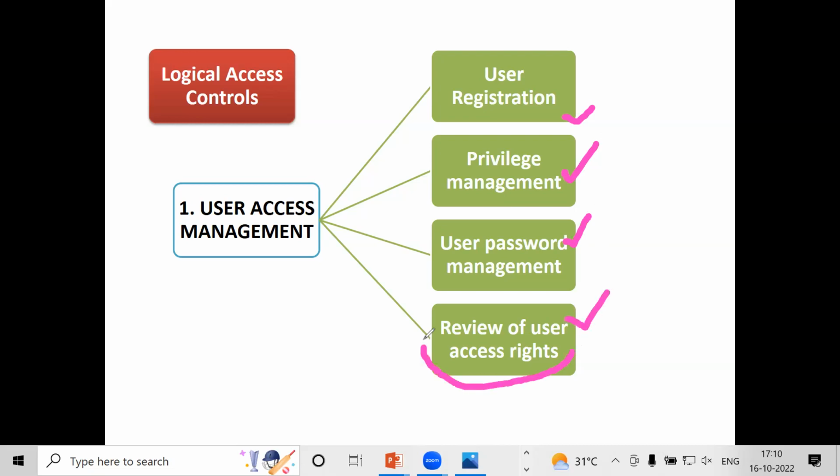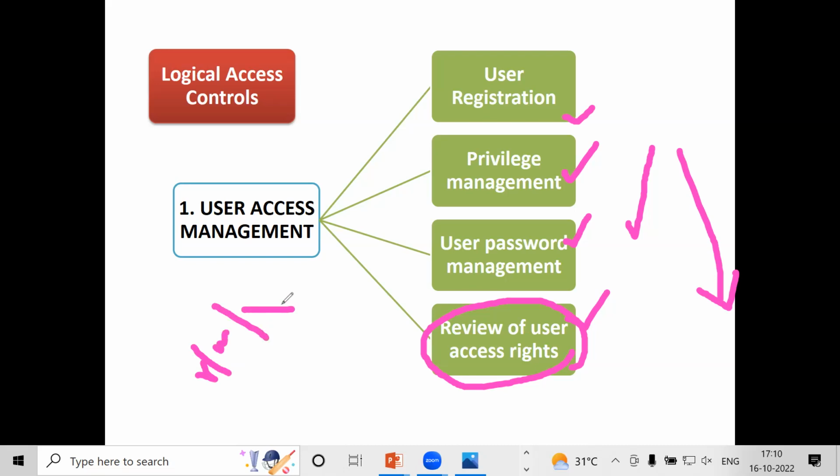This is important. What is review of user access rights? Now you are given a username and password. After your password is issued, he is elevated as a manager, or sometimes from manager level he is downgraded to a subordinate. At that time, you have to change the access privileges. Previously, let us say they are given the rights to read, write, and execute. What is read, write, and execute? Read means you can read the data. Write means you can modify the data. Execute means you can install a program or software.